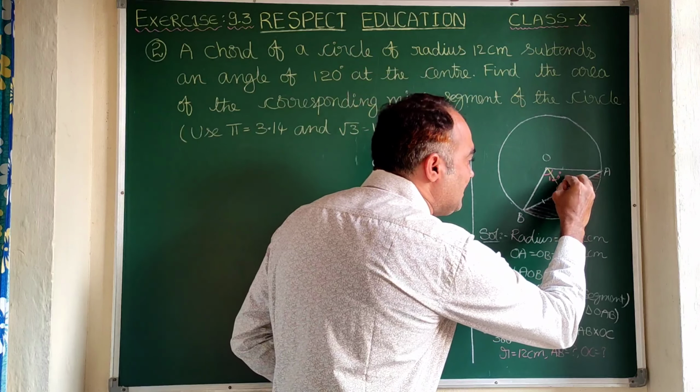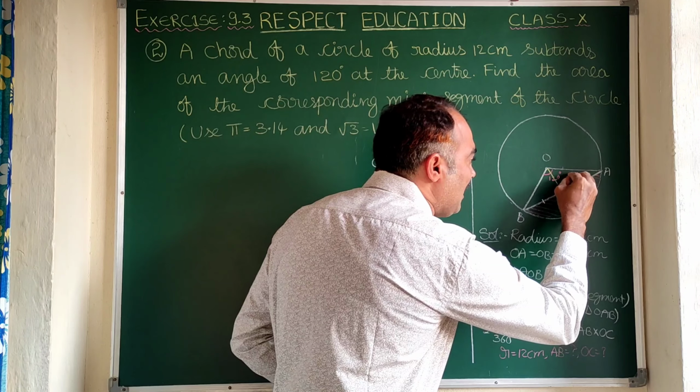Here angle at C is 90 degrees, that means angle OCA is 90 degrees. Angle OCB is also 90 degrees because there is a perpendicular drawn from the center to the chord. So here we are going to take triangles OCA and OCB.